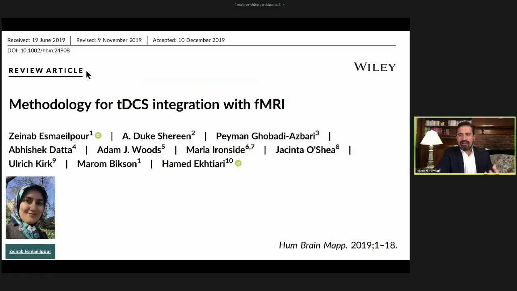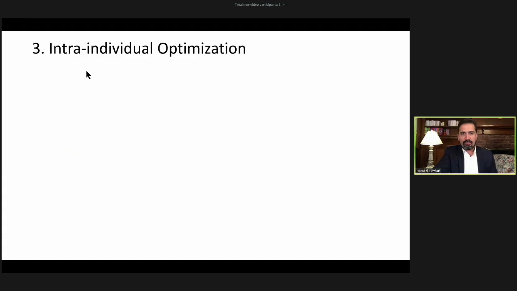If you want more details about other case studies that we have done on integrating fMRI and computational head models, you can read another paper by Zainab, one of the PhD students from Marom Bikson's team. She has done a really nice job putting together details about that. You can read all those details in that publication in Human Brain Mapping.